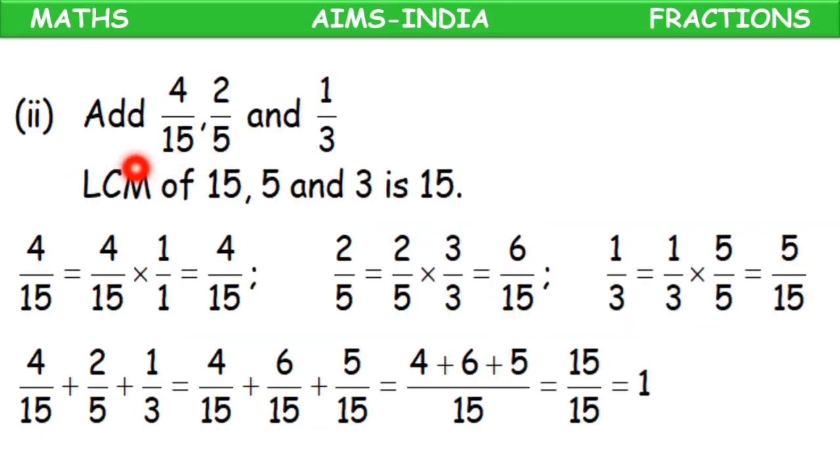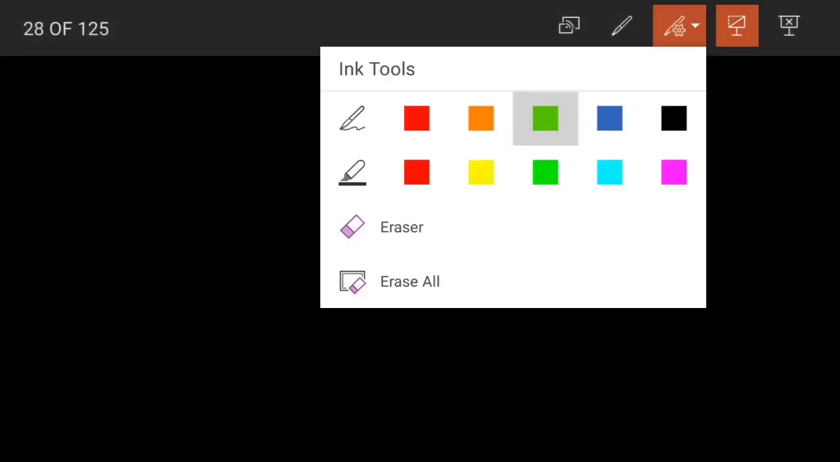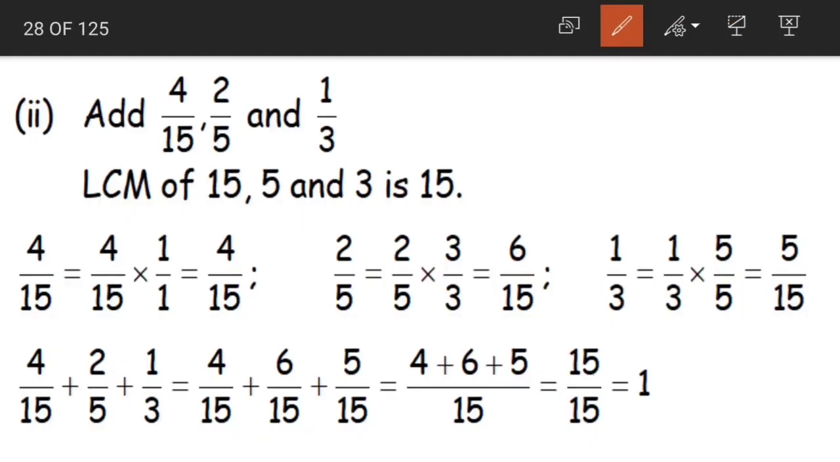Now we are having another example here. Add 4 by 15, 2 by 5 and 1 by 3. 4 by 15 plus 2 by 5 plus 1 by 3. Again here we are having three different denominators. So we need to find out the LCM.